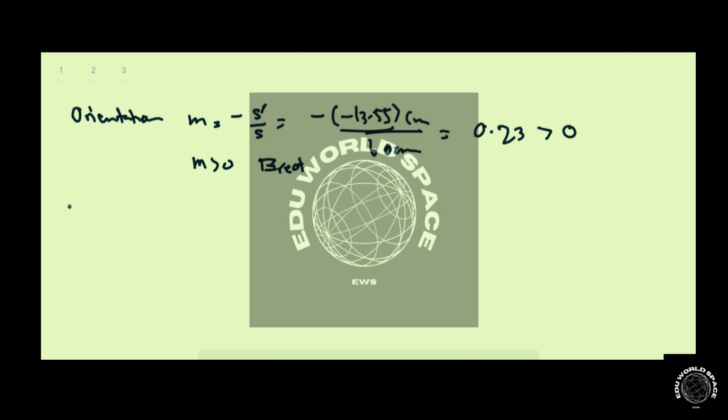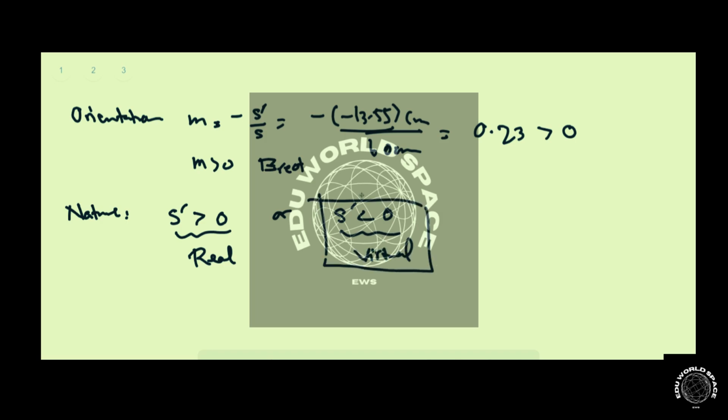And the nature, well, that is determined by whether s prime is greater than 0 or s prime is less than 0. But we found that s prime is less than 0. So s prime greater than 0 means that it's real, and s prime less than 0 means that it's virtual. And this is the case that we actually found. This is s prime here.